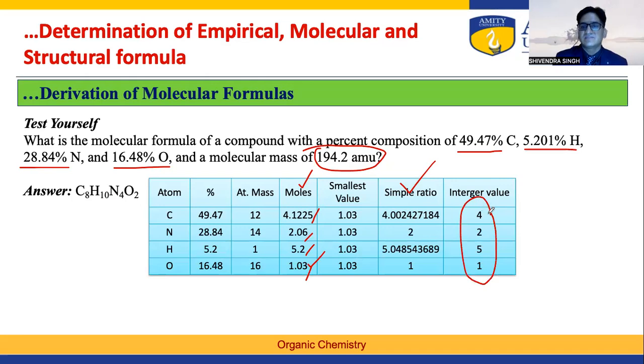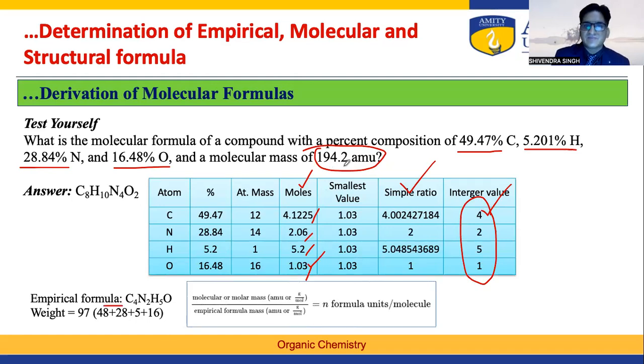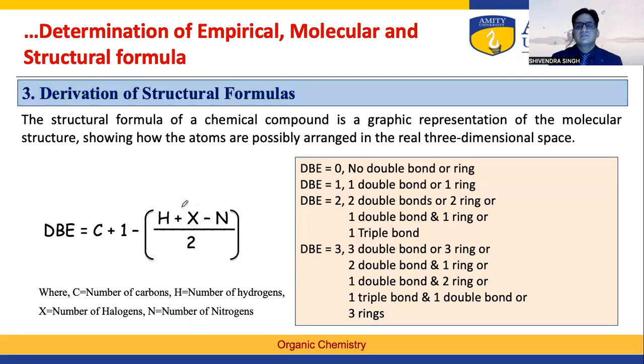On the basis of this, we can find the empirical formula mass. But since the molecular mass is 194, we can simply divide 194.2 by this empirical formula mass of 97. Then we find that this is 2. So we multiply all these values by 2. Accordingly, we find the answer: C8H10N4O2 is the molecular formula of this compound. All right. So now we have figured out how we can calculate the empirical formula and molecular formula of a compound.